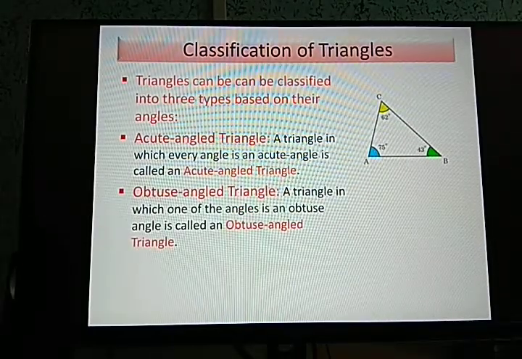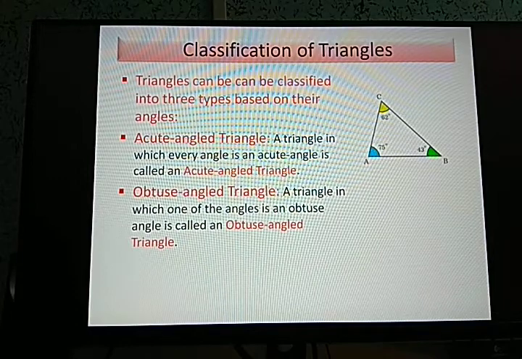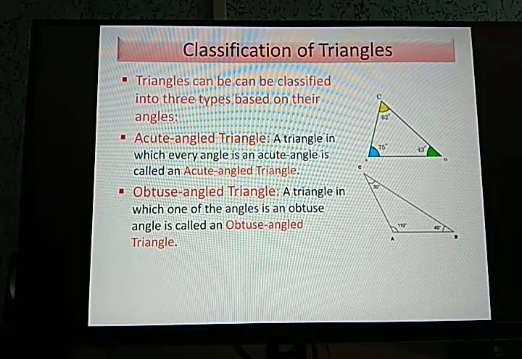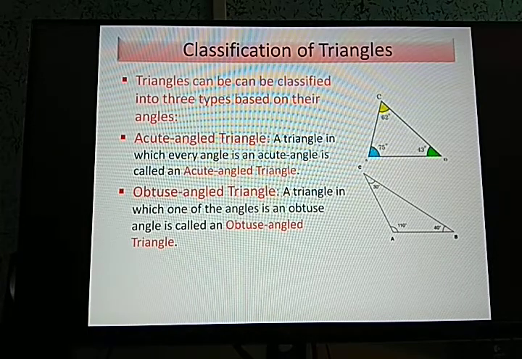Next, obtuse angle triangle. A triangle in which one of the angles is an obtuse angle is called an obtuse angle triangle. As you can see here, in triangle CAB, one of the angles, that is angle A, is an obtuse angle, that is 110 degrees, whereas the other 2 angles are not obtuse. Clear? So in an obtuse angle triangle, only one angle will be obtuse and the other 2 angles will be acute. Such a triangle is called an obtuse angle triangle.